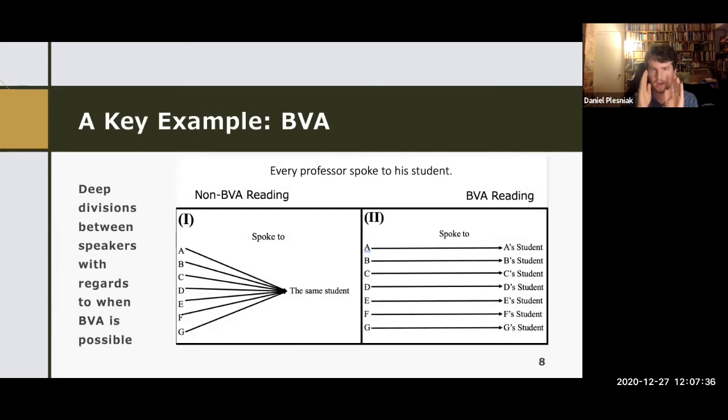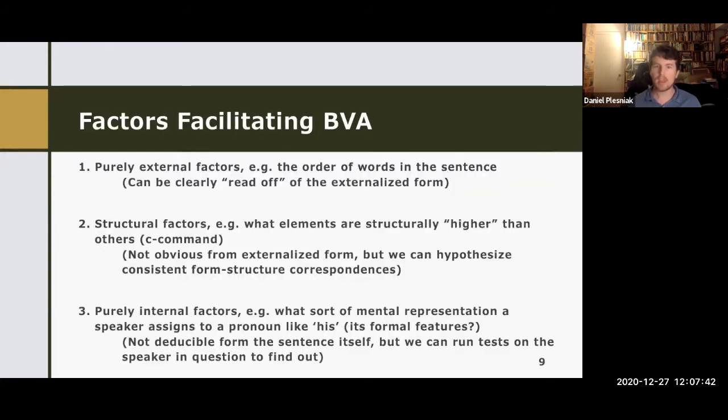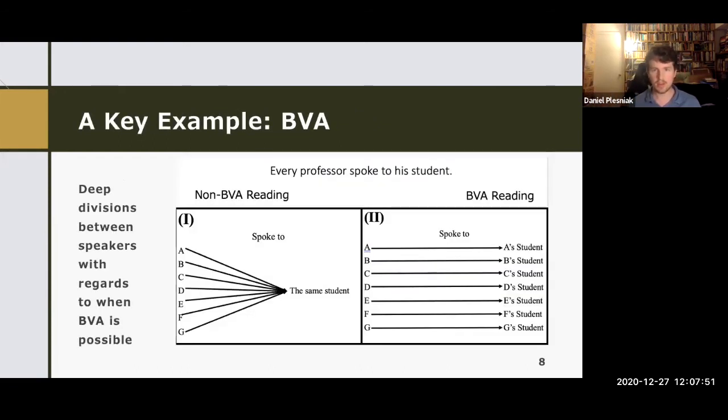Now, this structure is not obvious from the form. Just looking at it, you don't know what C-commands what, what sits where in the structure, but we can hypothesize which sentences correspond to which types of structures. So it's not purely external, but it's somehow reachable by the external via hypotheses.